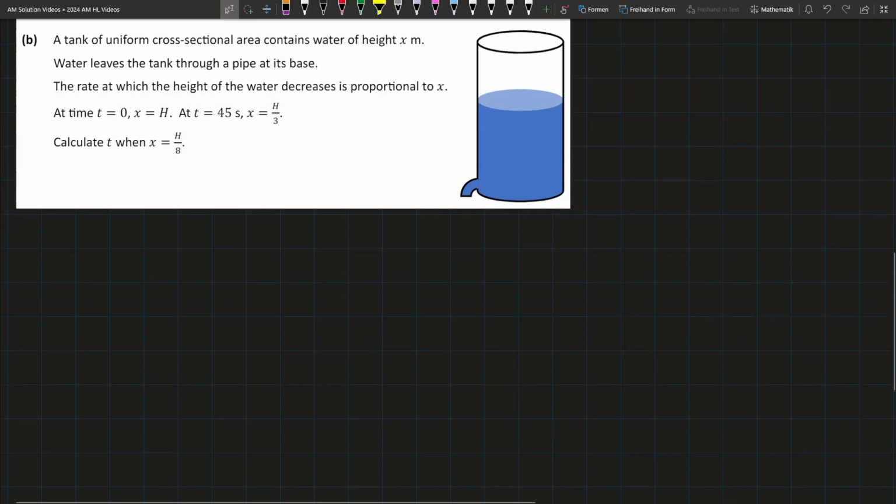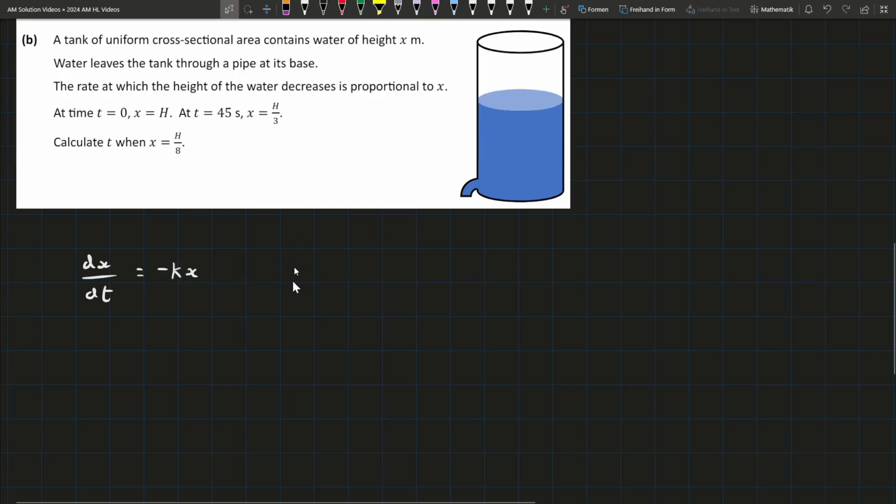So basically the rate at which the height decreases, so the height is x, so the rate at which the height decreases, or dx/dt, is proportional to x. So I'm going to write minus kx. You could write positive kx, it actually won't make a difference in your final answer. The only thing is, you will get the opposite. When I solve for k, you'll just get the opposite sign to me.